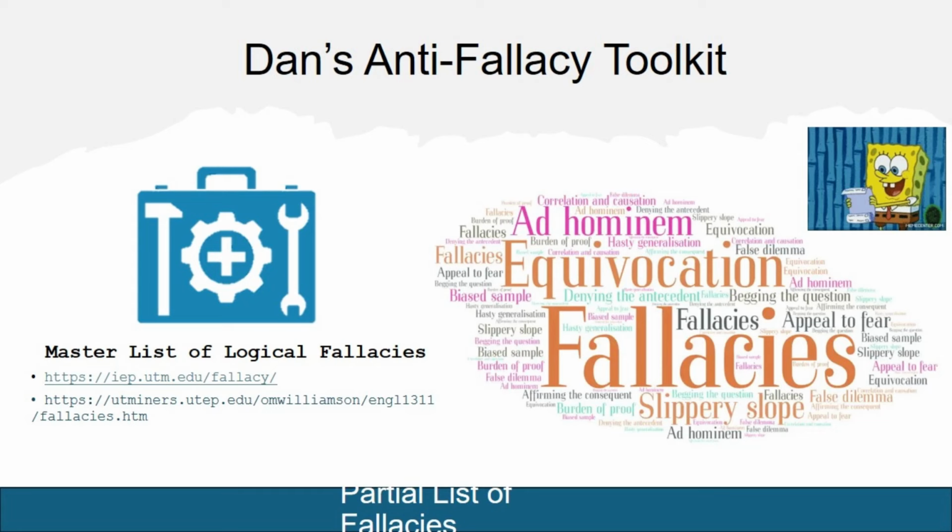The first known systematic study of fallacies was done by Aristotle in his work Sophistical Refutations, in which he identified 13 fallacies. And from then on, the saga continued. And now, in Dan's anti-fallacy toolkit, there is a master list of 200 plus logical fallacies. This is a living list, and it goes on expanding.